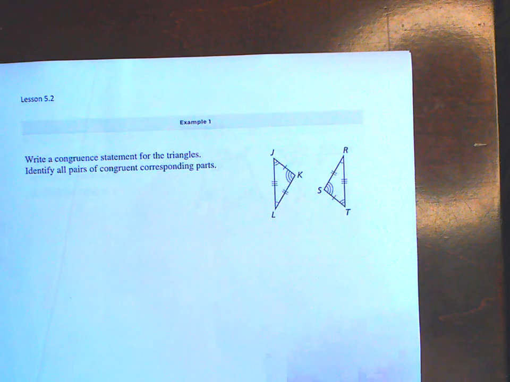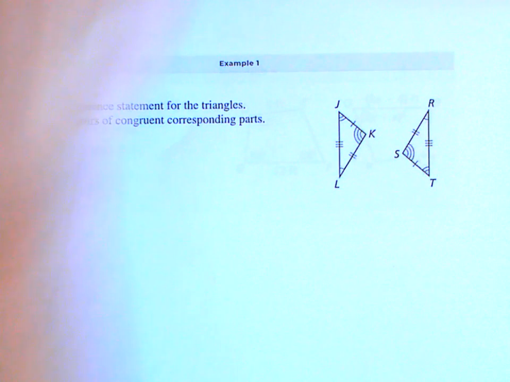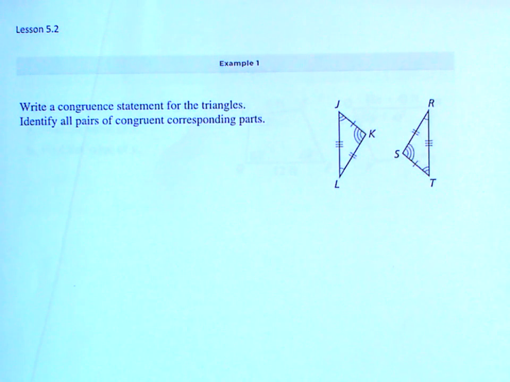Here is our first example. Try to zoom in a little bit. Okay. So it says, write a congruent statement for the triangles and then identify all pairs of congruent corresponding parts. So there are literally different ways that you can do this. Okay? There is no general rule that you have to start with any specific letter. But traditionally, you like to start off and go alphabetical. So J, K, and L. At least your first one has to be.